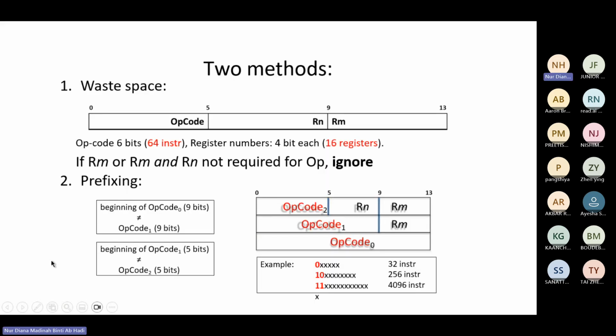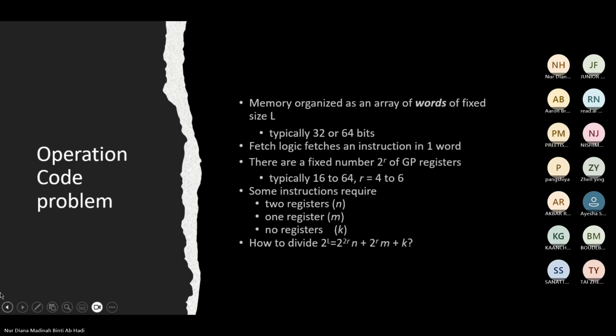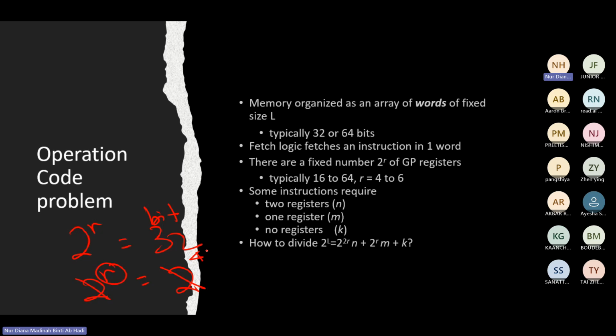Did you understand this statement, guys? So 2 to the power of R is equivalent to your number of registers. For example, you have 16 registers. 2 to the power of R would be 2 to the power of what? 4. So we cancel the 2, and we're going to get R equals 4. So this is proven.